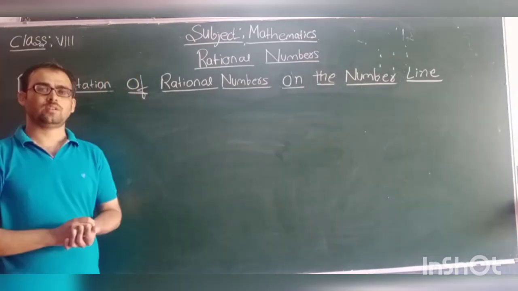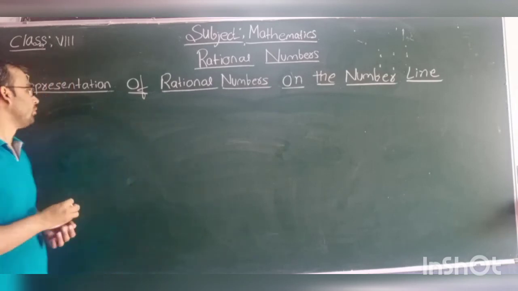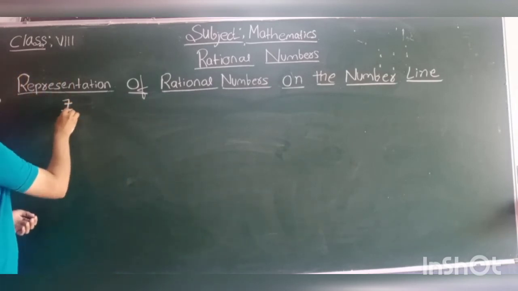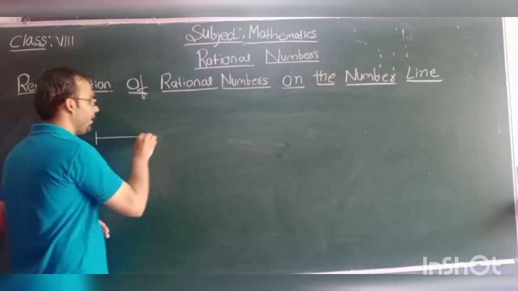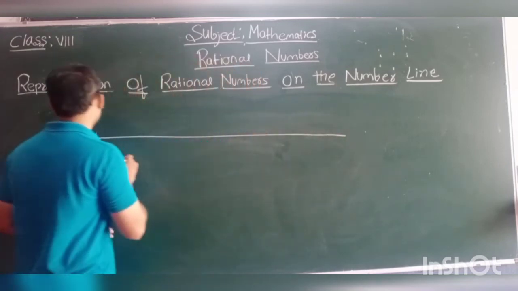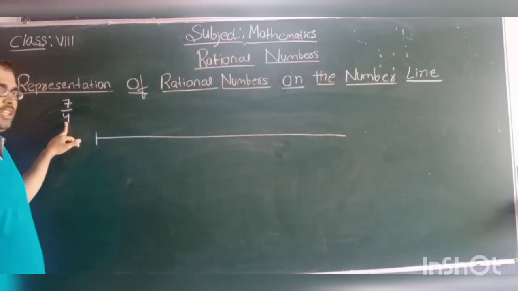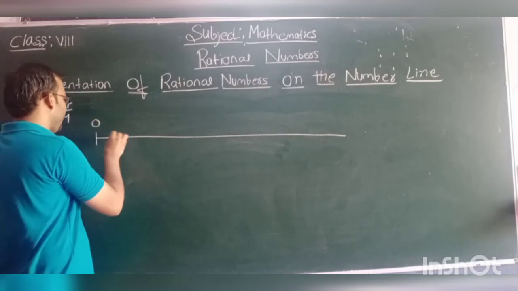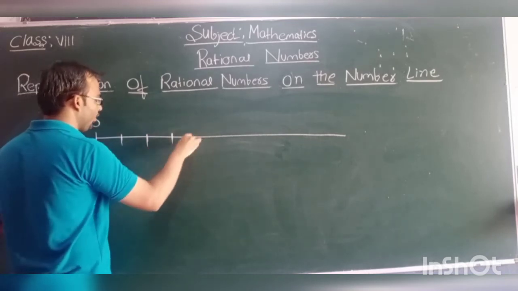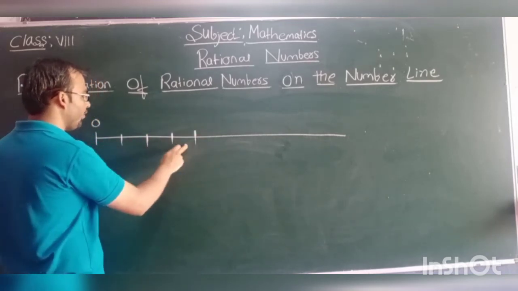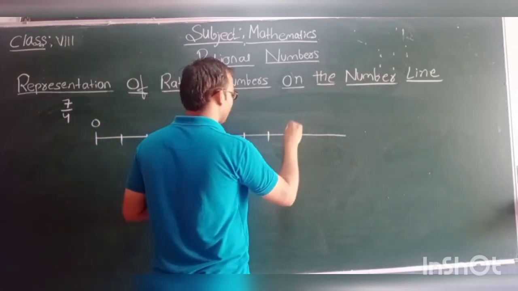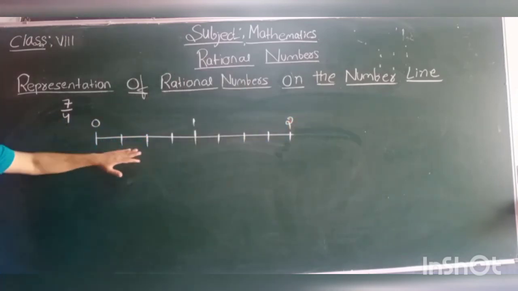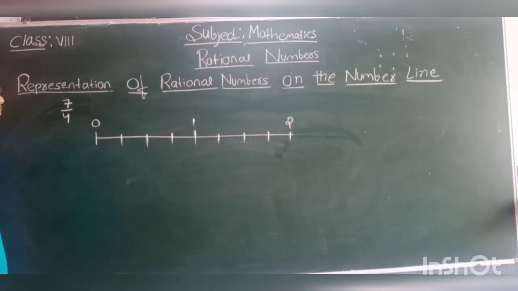Okay. Now if you want to represent 7 by 4, then what do you need to do? You need to divide each unit of the number line. Here what is the denominator? 4, no? So you need to divide each unit of the number line into 4 equal parts. 1, 2, 3, 4. Here 1, then 2. So you need to divide each unit into 4 equal parts.